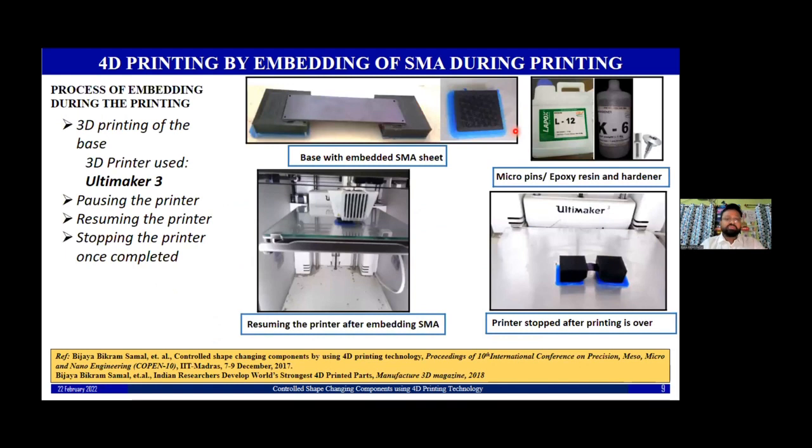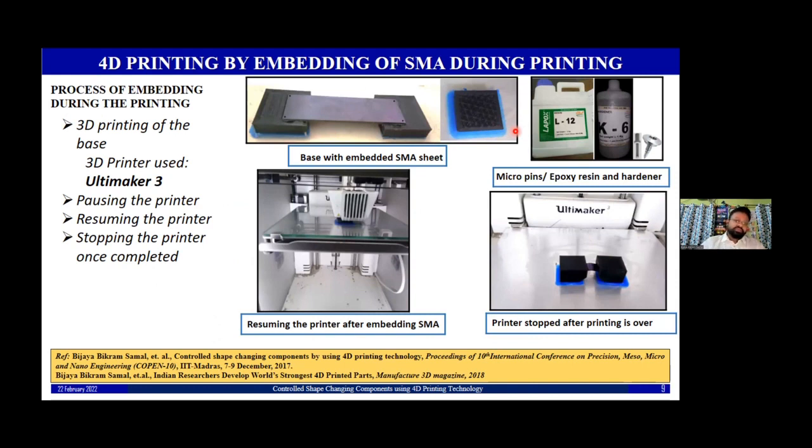So this is the complete process of 4D printing by embedding the shape memory alloy during the printing. For my work, for the active material I had chosen nickel titanium shape memory alloy. For the passive material I had chosen a thermoplastic polymer using FDM 3D printing. We have used Ultimaker 3.